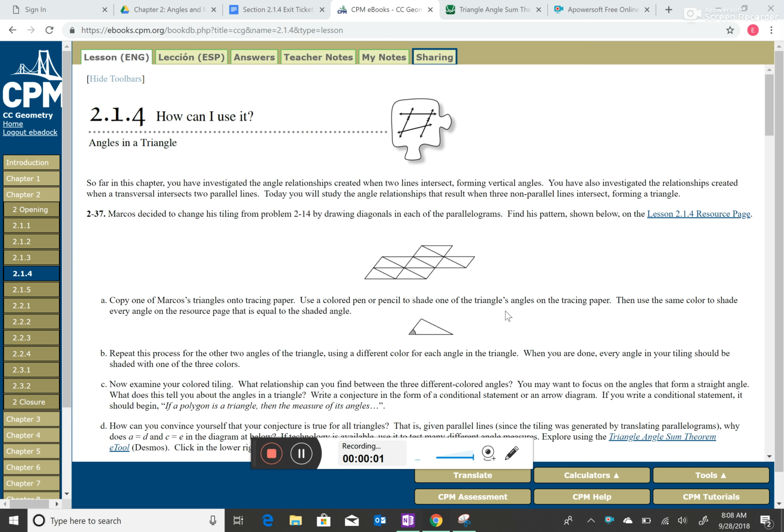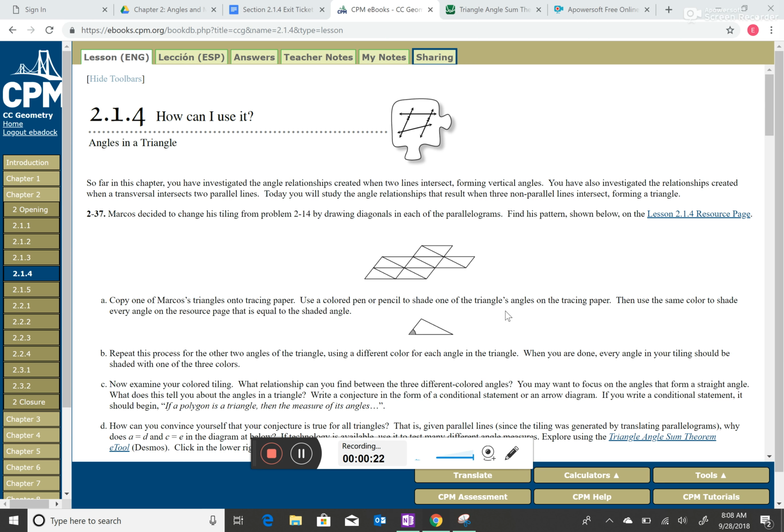Hello everybody and welcome to your video for lesson 2.1.4, which is called How Can I Use It? It is about angles and triangles. So we previously went over all of our different attributes of different angles, all of our different characteristics, and now we are actually going to put that to play in our actual shapes.